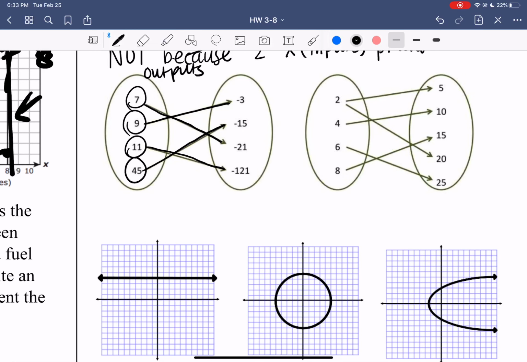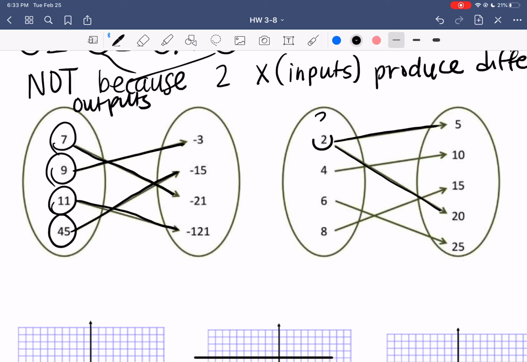And here we have 2 going to 5, and 2 also going to 20. So we have 2 different 2's going to 2 different y's. So we have separate inputs. Since 2 repeats, we really have 2 sets of 2's, so that would be repeating, and that would make it not a function.